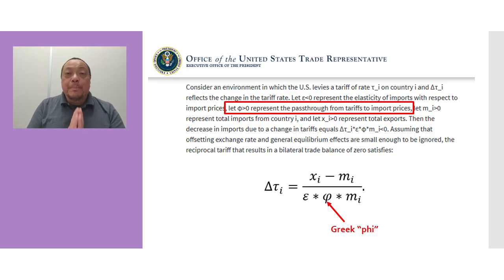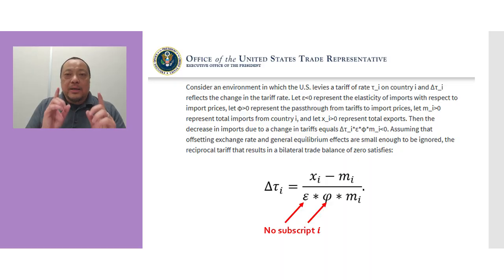Now comes the key part of this formula, and the reason why I said we didn't need to go into the economic theory of the epsilon or the phi, the elasticity or the pass-through rate, because the epsilon and phi don't come with subscript i. They are the same number for all countries. In math, we say they're constant.